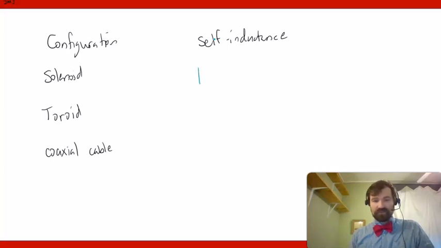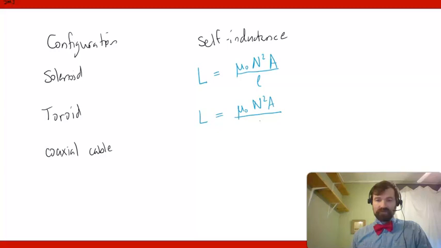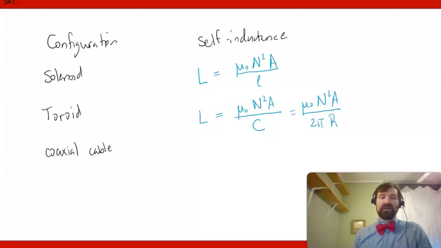Well, obviously for the solenoid we already have the equation. It's mu naught N squared A over L. For the toroid, it's actually pretty similar. We just replace the L, the lowercase l, with effectively the circumference of the thing. So we could say mu naught N squared A over C, or if you prefer, mu naught N squared A divided by 2 times pi times r.